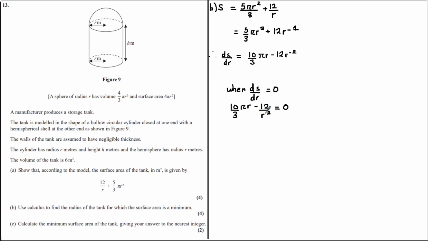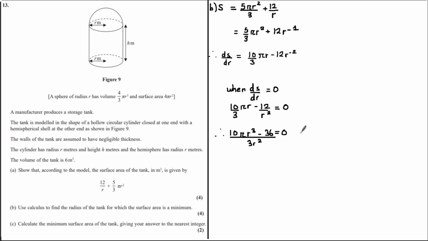We can now subtract these two fractions. In order to achieve a common denominator, we need to multiply the top and the bottom of this fraction by r squared, and the top and the bottom of this fraction by 3. After you get your common denominator, you can then subtract the numerators to get that 10 pi r cubed minus 36 over 3r squared is equal to 0.